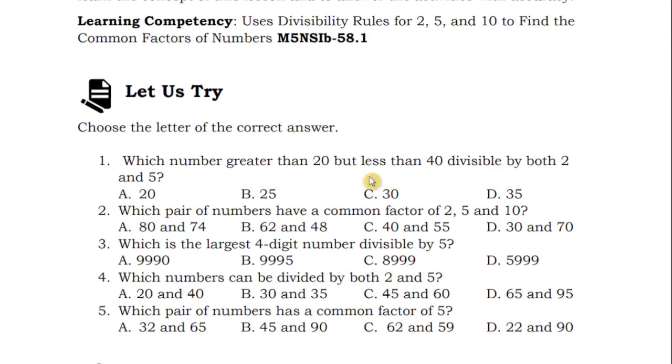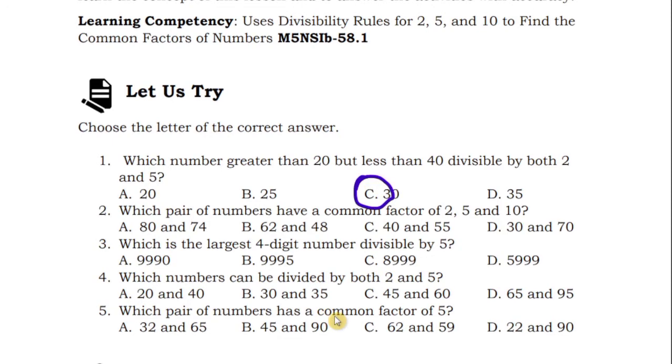C. Okay, for number 2, which pair of numbers has a common factor of 2, 5, and 10? I repeat, which pair of numbers has a common factor of 2, 5, and 10? We have letter A, 80 and 74, B, 62 and 48, C, 40 and 55, and D is 30 and 70. So among the choices, the answer is D.